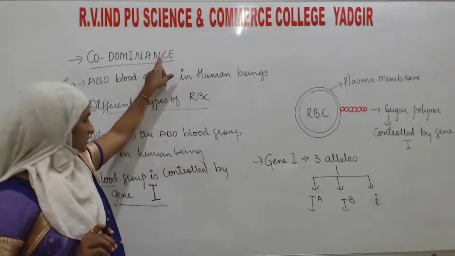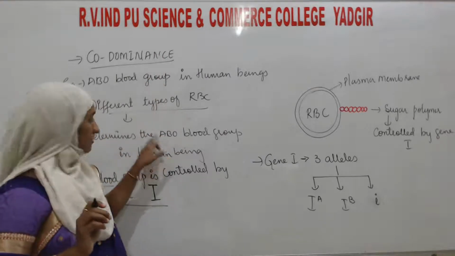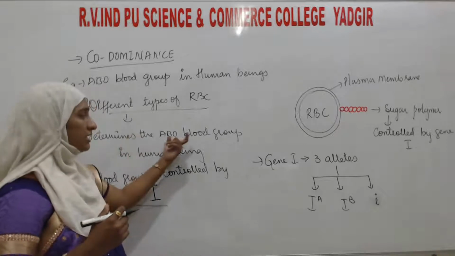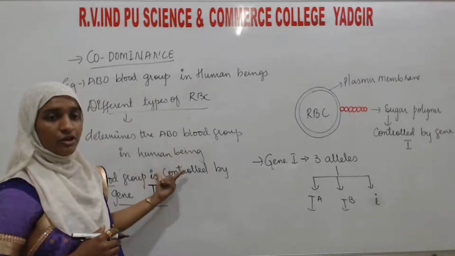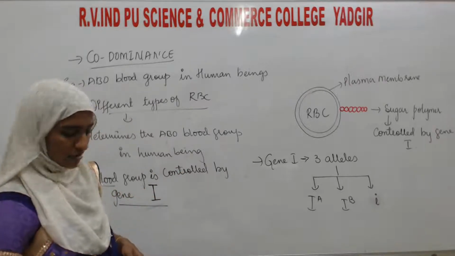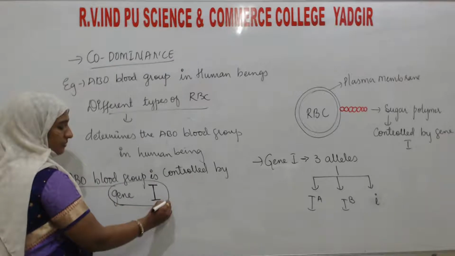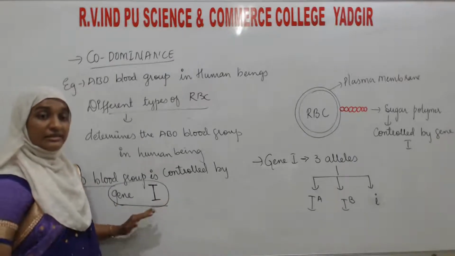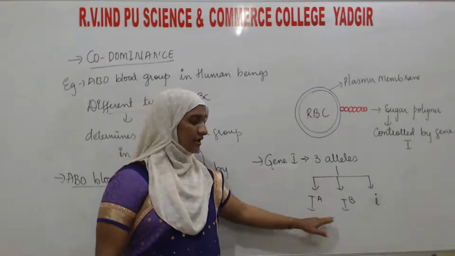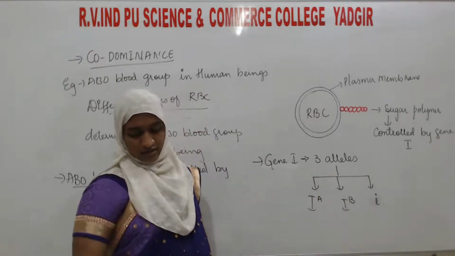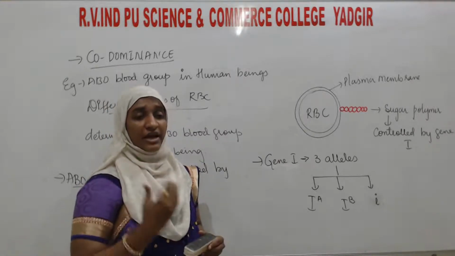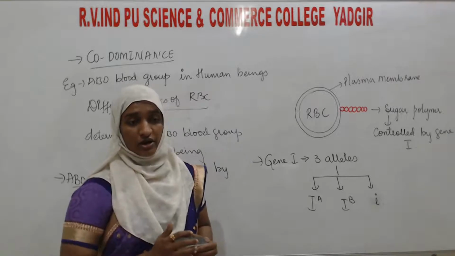The different types of RBC in the human blood determine the ABO blood group in the human being. Next, here ABO blood group is controlled by one gene, and that gene is represented as the gene I. This gene I has 3 alleles. What are the alleles? IA, IB, and small i. Next, we will see what we mean by IA, IB, and small i. Let's see here.